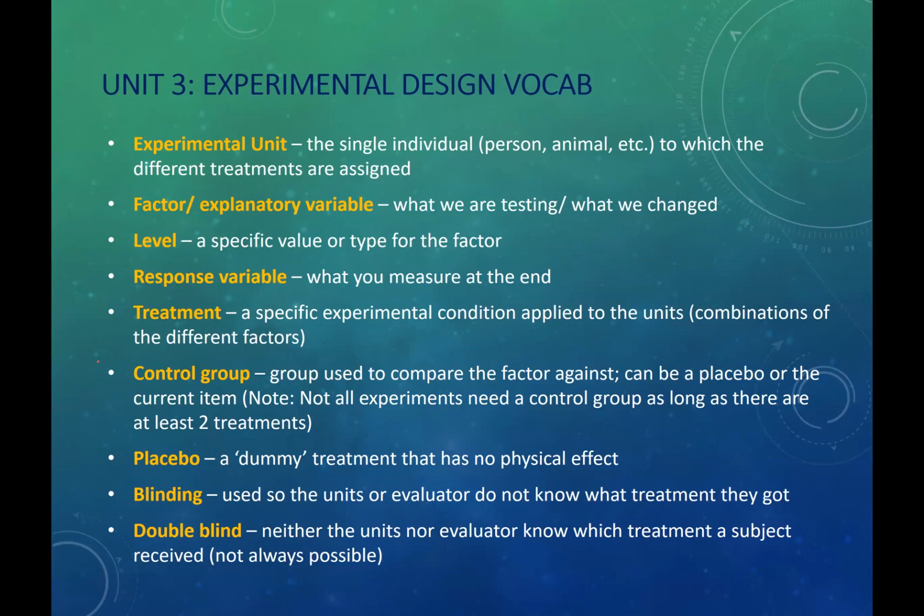A level is a specific value or type for the factor. A response variable is what you measure at the end of the experiment or study. A treatment is a specific experimental condition applied to the units. So this can be a combination of different factors. It's the same thing as the levels if you only have one factor though.